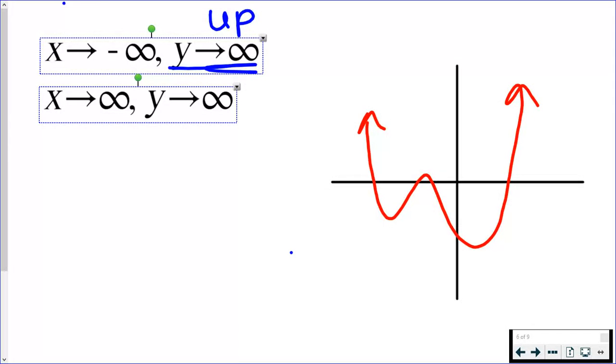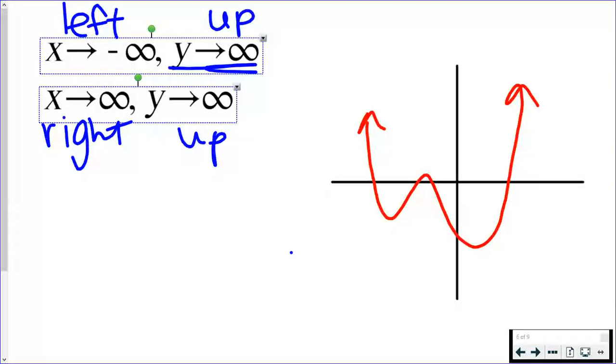And like I said, x is approaching negative infinity is what's happening on the left. This other part, x is approaching positive infinity, means what's happening on the right. On the right, the graph is also going up. So positive even graphs always have this end behavior.